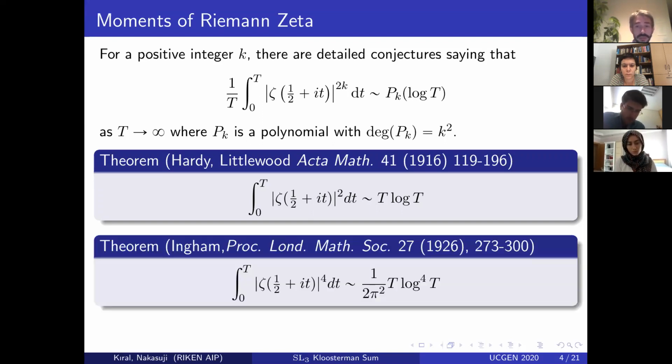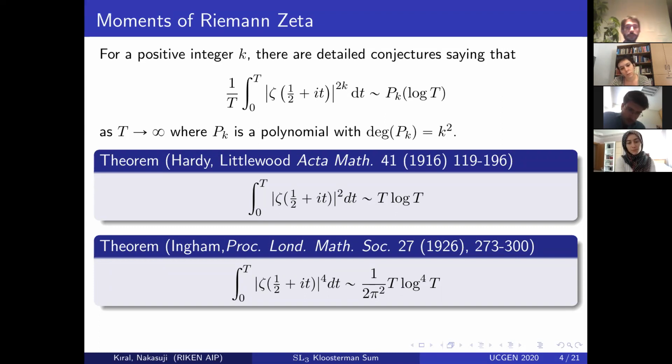Ten years later, Ingham proved that the fourth moment is asymptotic. Right now we know much more. For example, the first one is asymptotic to t log t plus a constant term times t, plus an error term that has a savings of t to a power less than 1. But these are the first terms in the asymptotic. And Ingham proved that the fourth moment is asymptotic to t log^4 t.